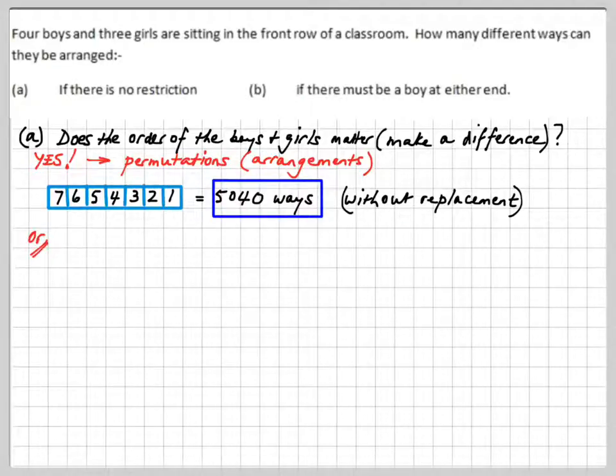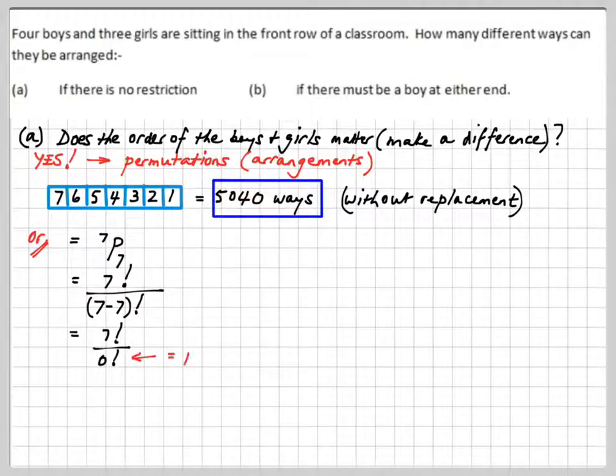Here comes the straight permutations way. Basically, we're choosing 7 from 7, aren't we? So that gets you 7 factorial over (7 minus 7) factorial. Now, 0 factorial is 1, guys. So you better tuck that one away in your memory banks. Don't get confused by 0 factorial, it's 1, alright? So that just simply gets us 7 factorial, which is what we got in the window box above.